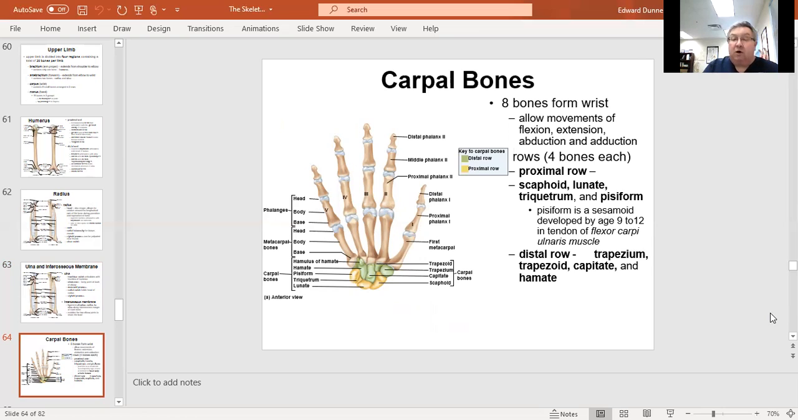The distal row of carpals is the row of carpals closest to the fingertips. From the thumb side, it is trapezium, trapezoid, capitate, and hamate. That is how you're going to need to know those bones. And yes, the carpal bones are on the practical. I repeat, the carpal bones are on your practical. You will need to know those 8 bones.